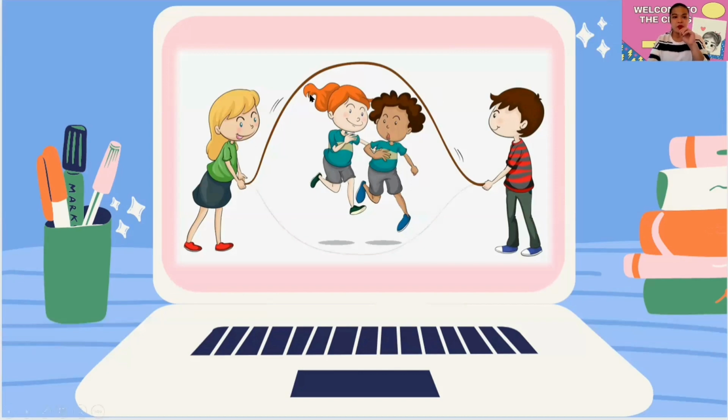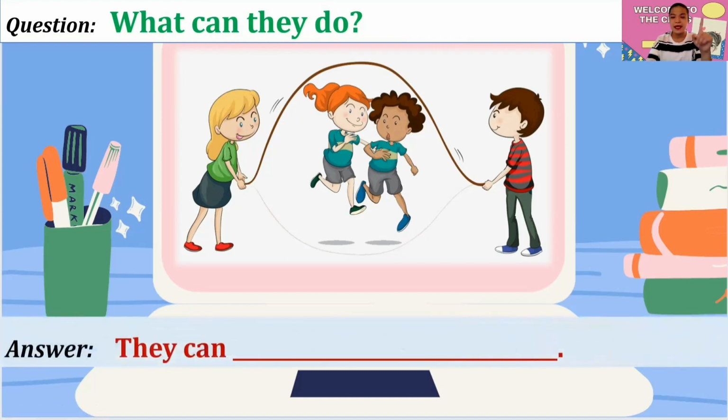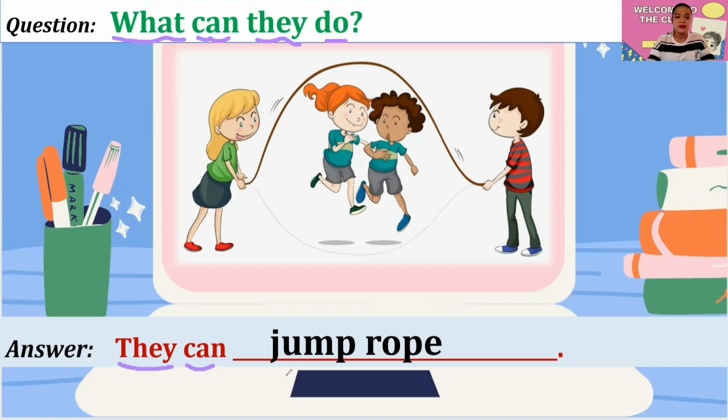Now, the question will be, what can they do? What do you think? What can they do? Well, the answer will be, they can jump rope. Very good. Everybody, they can jump rope. Perfect. Now let's read it slowly. Let's begin here. What can they do? They can jump rope. Now I want you guys to read it properly by yourself.